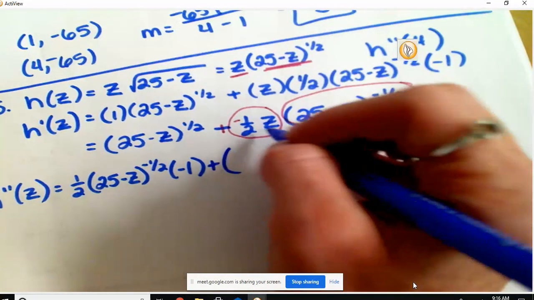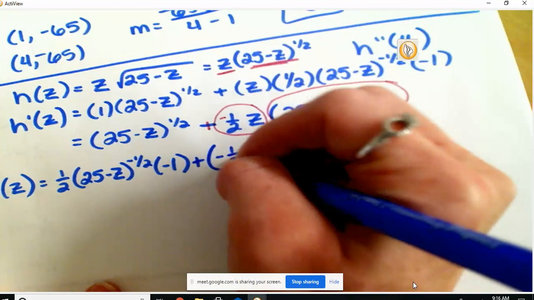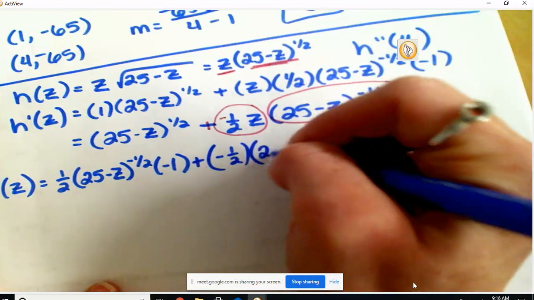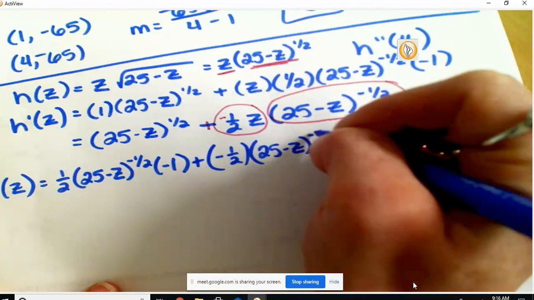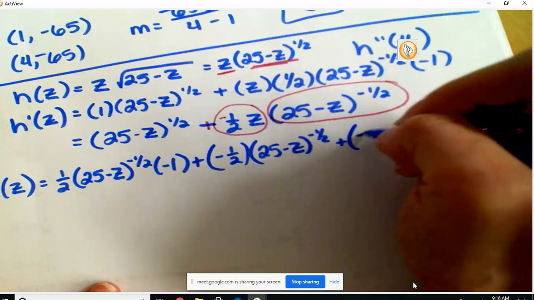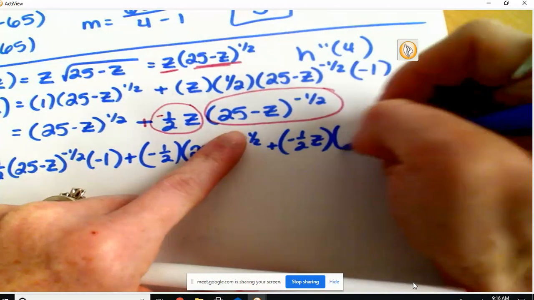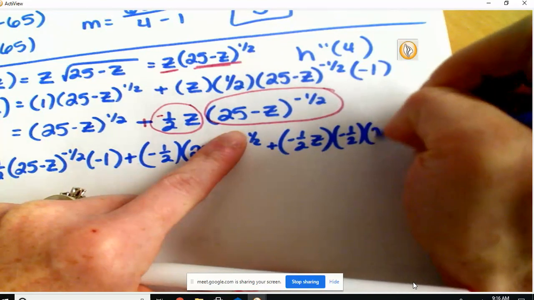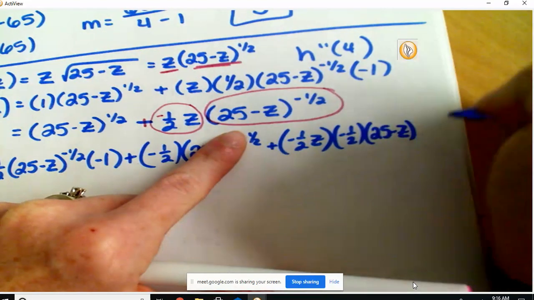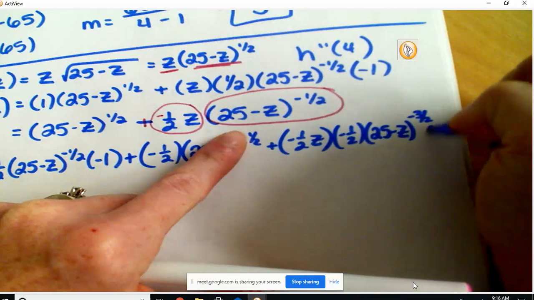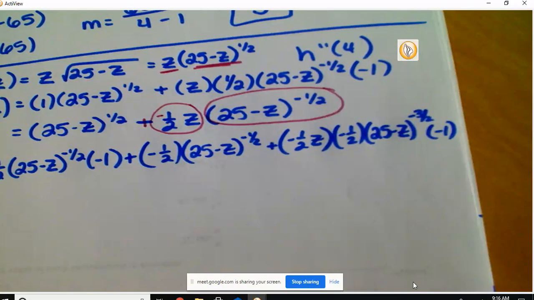So derivative of the first, derivative of negative 1/2 z would be negative 1/2 times the second, plus the first, derivative of the second. So the exponent comes down, inside stays the same, subtract 1 from the power, times derivative of the inside. Okay, we can clean this up a bit.